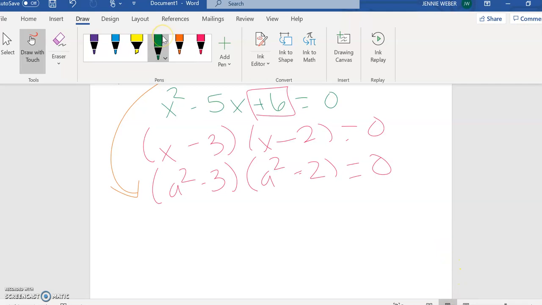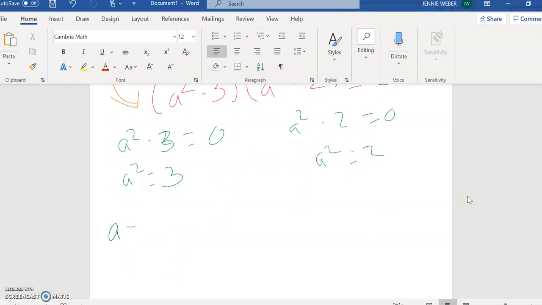Then I'm going to solve each of these individually. So a squared equals 3, a squared equals 2. I take the square root of each side. a equals plus or minus the square root of 3, a equals plus or minus the square root of 2. So those are my 4 answers.